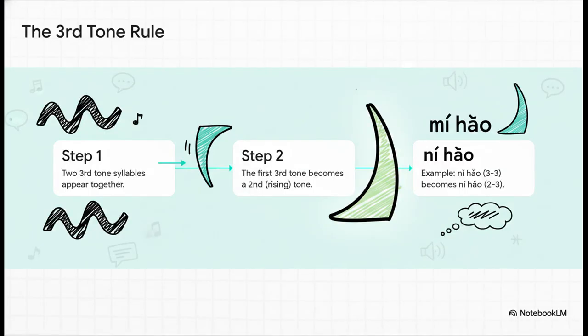And this right here is the most common rule. When two third tones show up back-to-back like in ni hao, the first one just transforms into a second rising tone. Why? Honestly, it just flows better. So the kind of clunky nǐ hǎo becomes a smooth, fluid ní hǎo. Mastering this one rule will instantly make your Mandarin sound so much more natural.